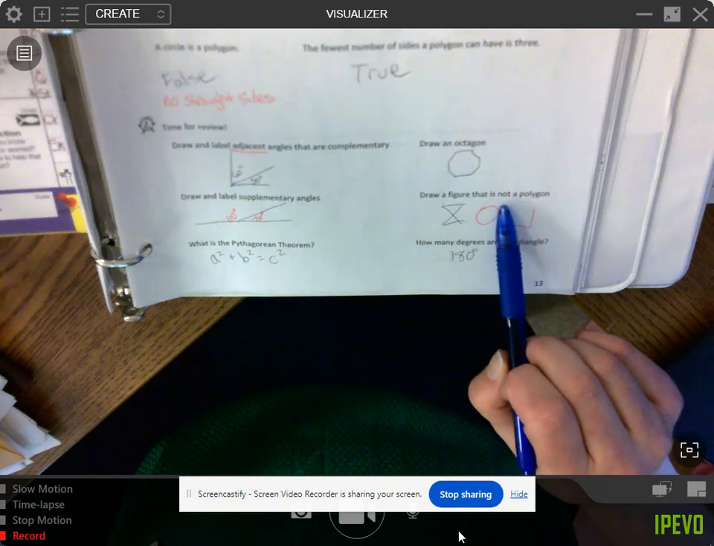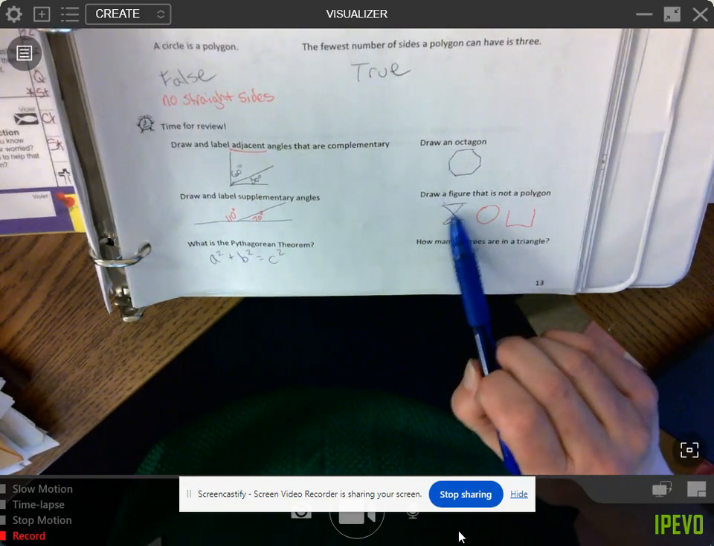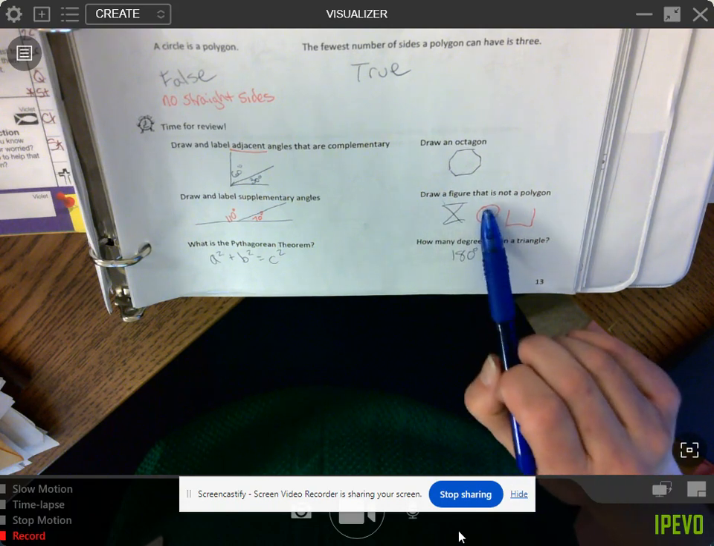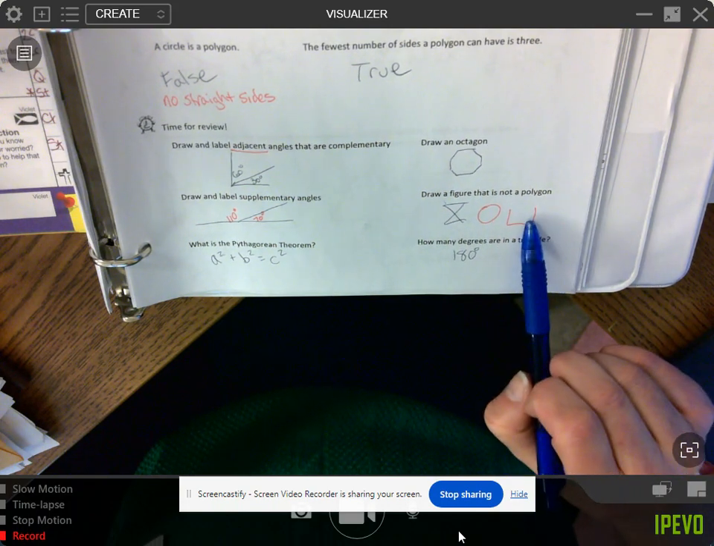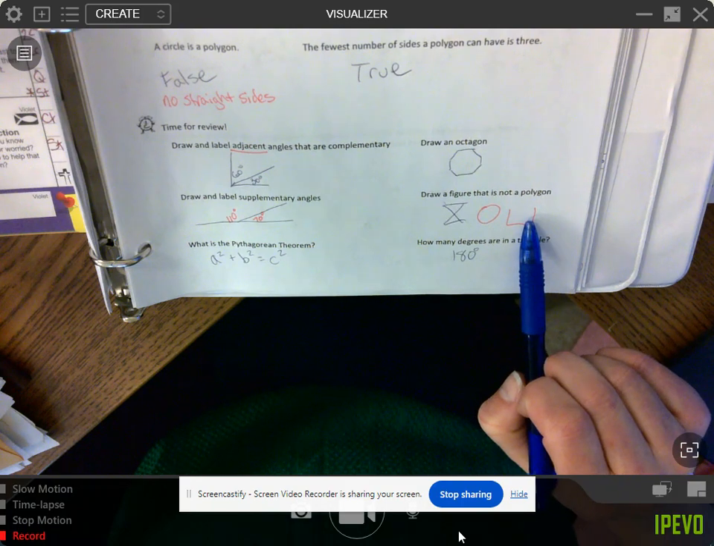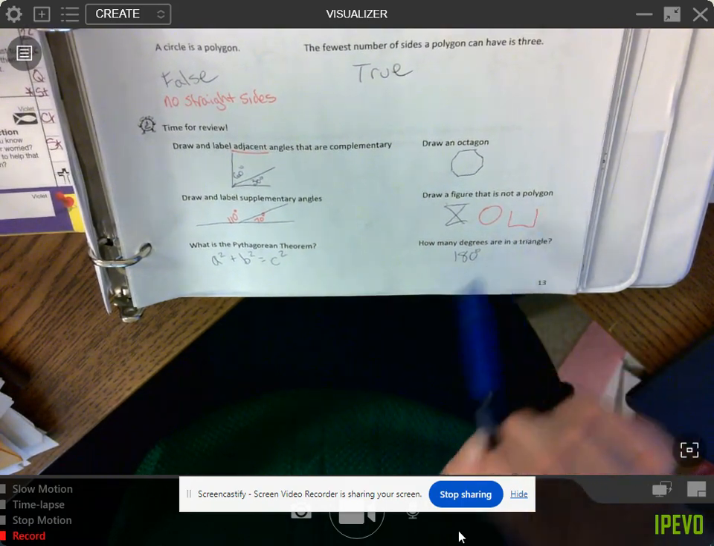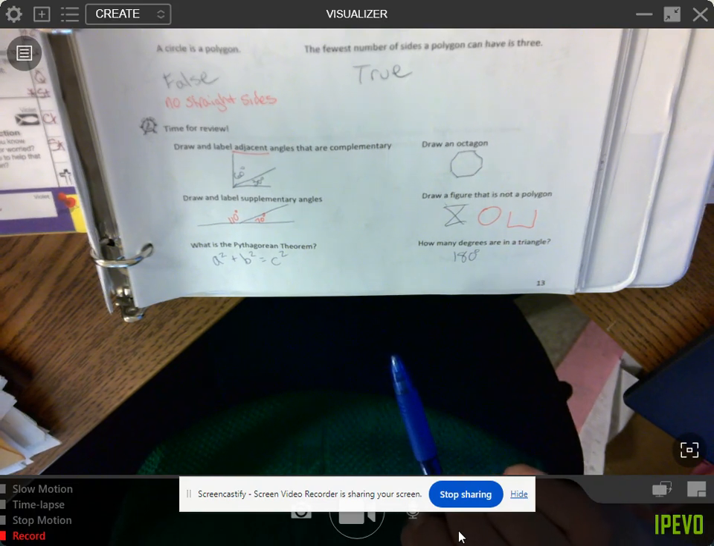Draw a figure that is not a polygon. We could have one that's crossing, not at the endpoints. You could have a circle or a curved line. You can have an open side. If it has an open side, it is not keeping the dog in the yard. It is not a polygon.